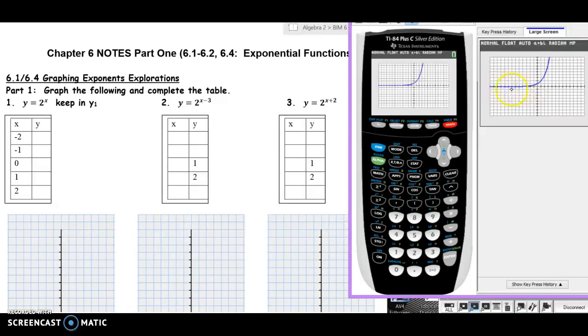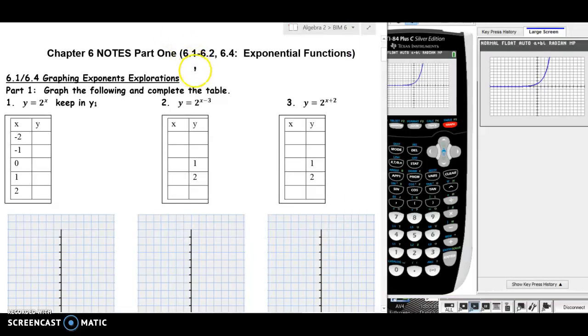What do you notice about this left side? It gets really flat, and it doesn't cross the x-axis. That is called an asymptote, which I don't think we've talked about before.